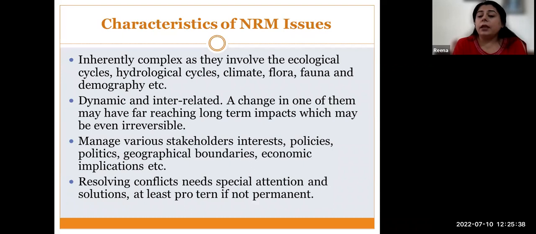And you have many stakeholders involved. You have politics, you have policies, you have geographical boundaries, even transboundary, where the boundaries between two nations are involved sometimes. And you have to keep on resolving conflicts so that you can ensure that these management strategies can be implemented for a longer period.